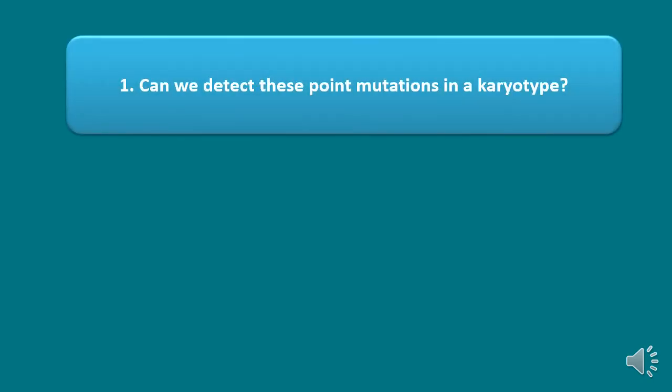Well, now I have 2 questions. The first question is, can we detect these point mutations in a karyotype? What is your answer? Yes or no? The answer is no. Why? Because they are very tiny changes, and therefore just by looking at the chromosomes in a karyotype, we can't identify them. So please do some reference and find the molecular biology techniques which can be used to identify these point mutations.